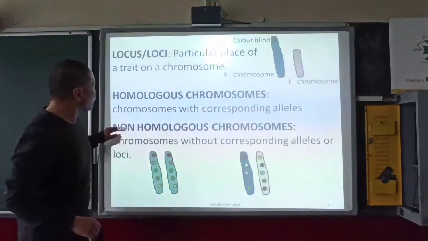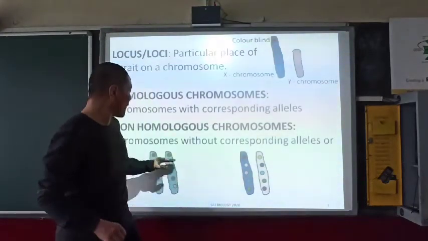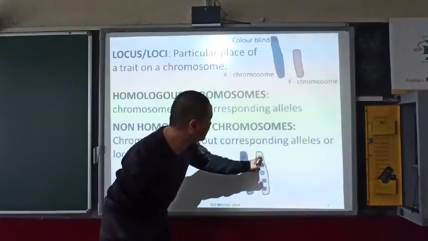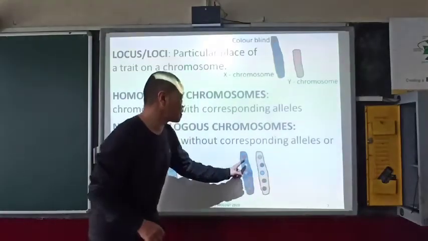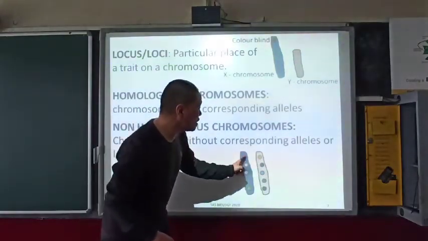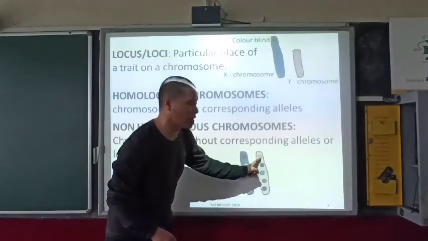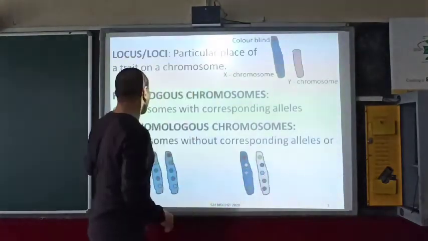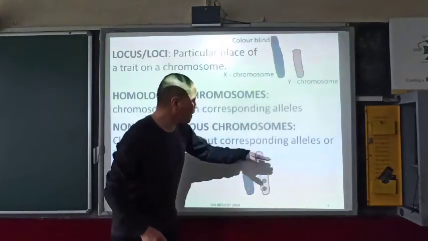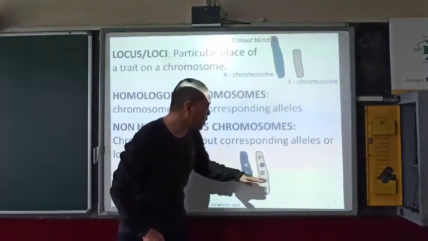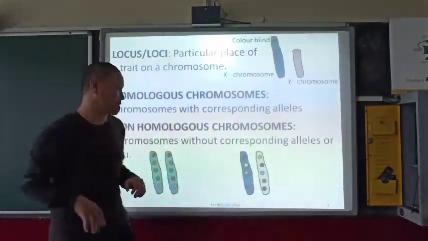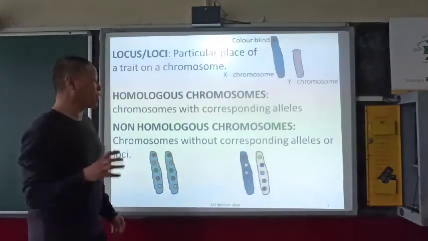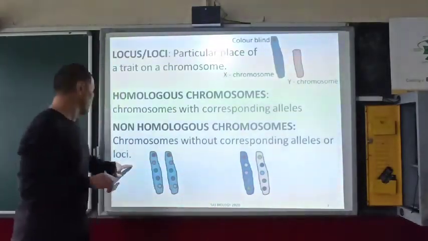Whereas in the case of non-homologous chromosomes, we find that the red does not have a corresponding red on the other side. So if this stands for toes, this may stand for ears. Such chromosomes we call non-homologous chromosomes, where the genes are not corresponding to each other. I mean, they are not similar. They don't stand for the same character. The next one.